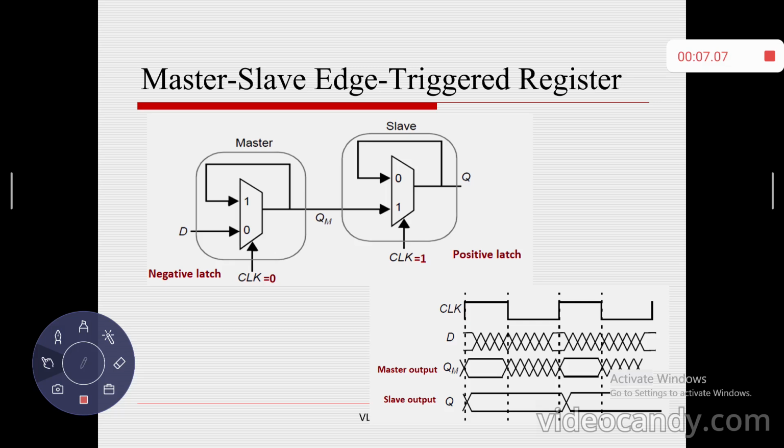What is the observation? Since the master is a negative latch, during the logic 0 time interval, QM will be following D. Since the slave is a positive latch, during the logic 1 time interval of the clock signal, Q will be following QM.